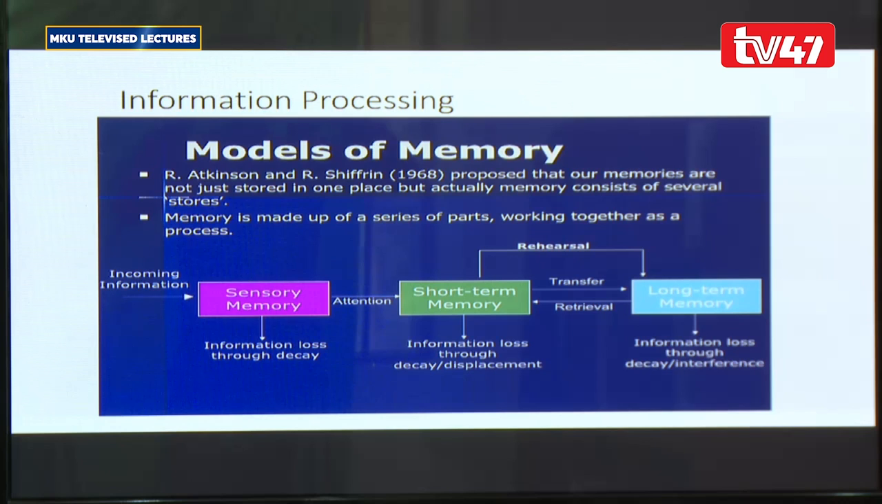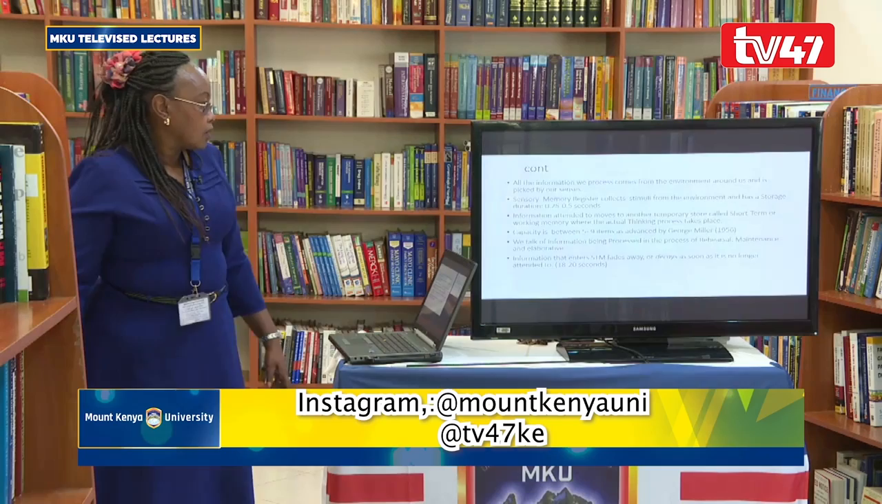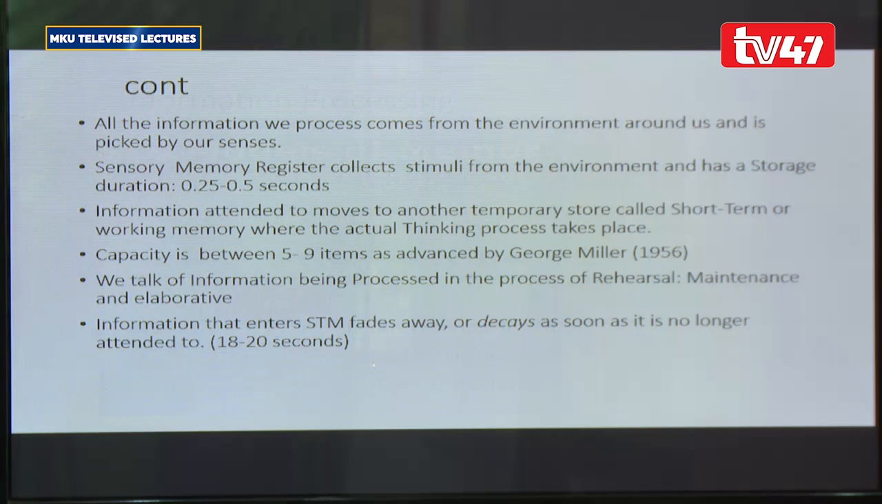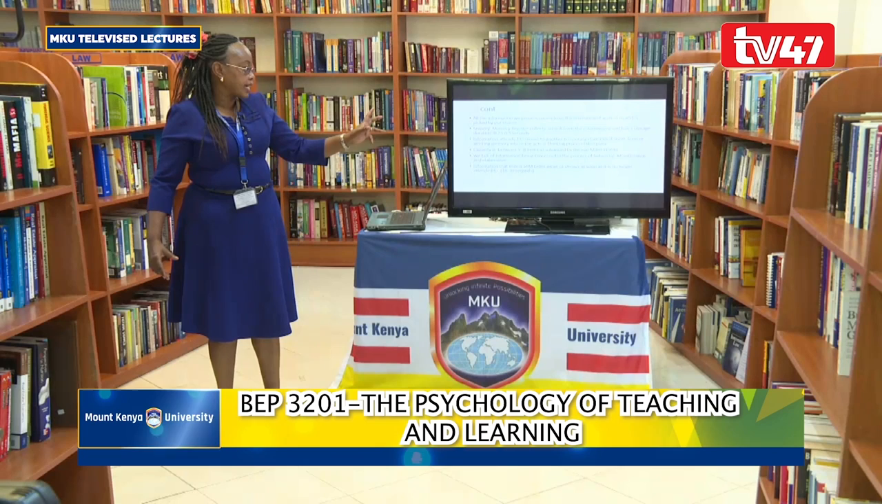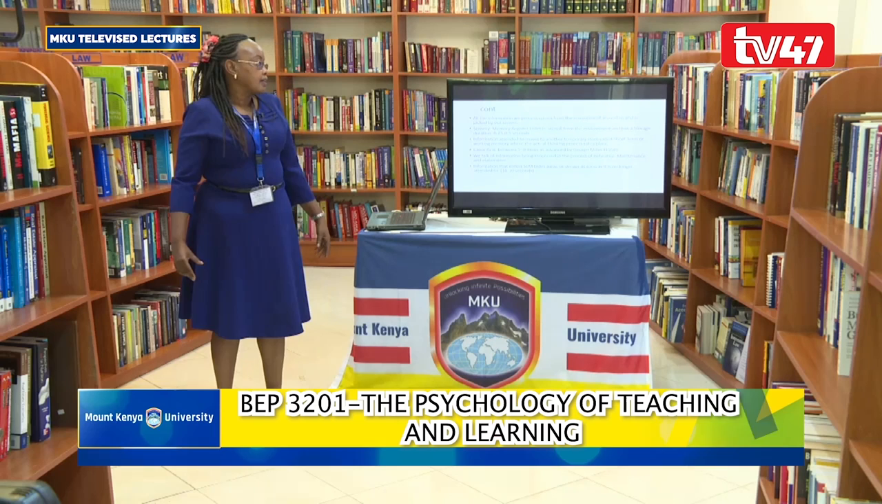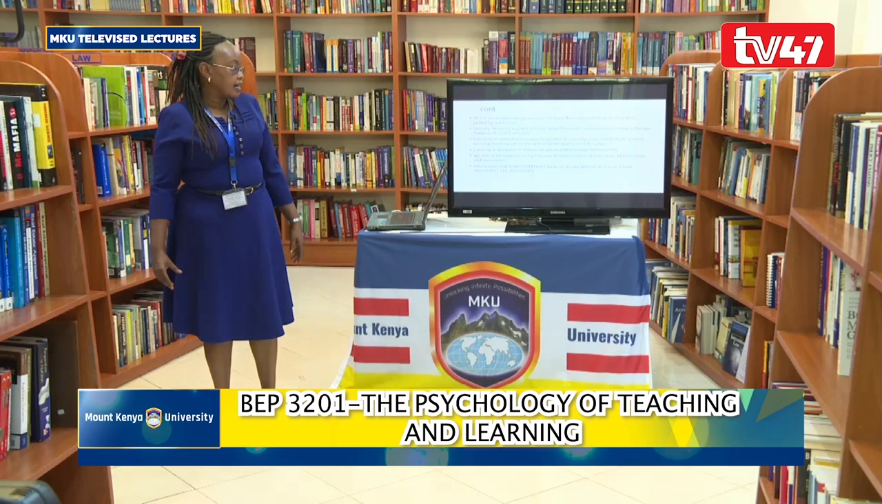Now, in the sensory memory, where all the messages converge from the environment, any messages we receive through the sense of hearing, sight, taste, sounds, anything, can only be there for a maximum of half a second. Thereafter, if it is not attended to, it is lost to the environment. If it is attended to, it goes to the short-term memory, that was the second box, which has a capacity of between 5 to 9 items, which was advanced by a psychologist by the name of George Miller around 1956.